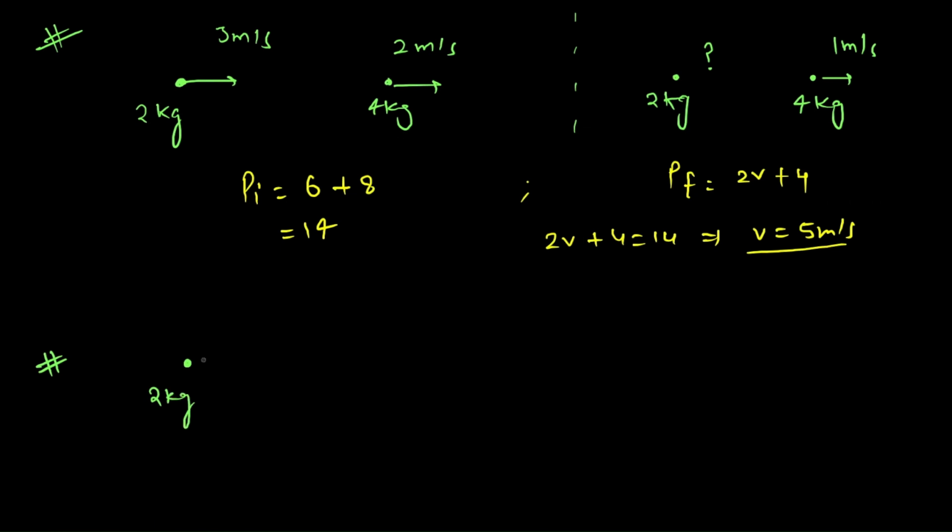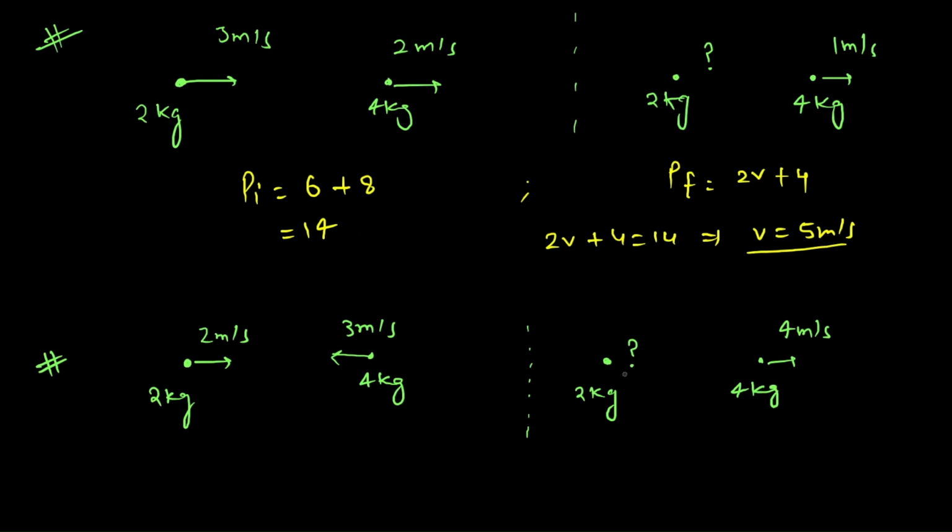2 kilogram traveling at 2 meters per second. 4 kilogram traveling at 3 meters per second. Please remember that the question will never give you in the way I am giving you. This is just so I don't want to type everything, otherwise it will take a lot of time. But the question will always give you as a word problem, and you have to convert your word problem into the so-called diagram. What is the unknown? What is the unknown velocity of the 2 kilogram?